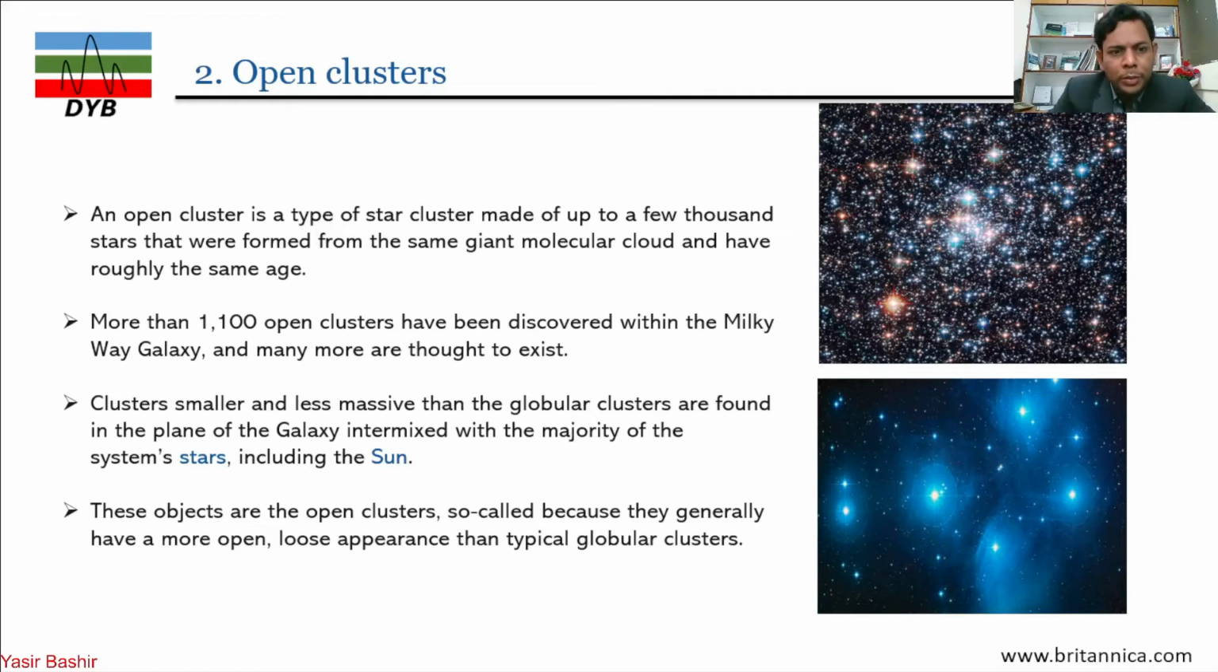The clusters are smaller or less massive than the globular clusters, as mentioned, and are found in the plane of the galaxy, intermixed with the majority of the system's stars, including the sun. These objects are called open clusters, and they generally have a more open and loose appearance than the typical globular cluster. So these are not very tightly bound; the gravity is not that high for these open clusters.